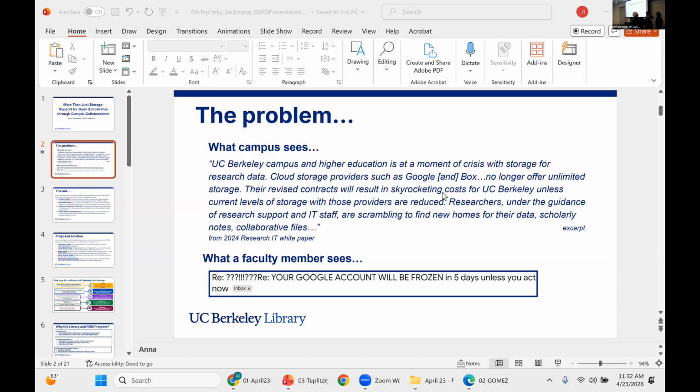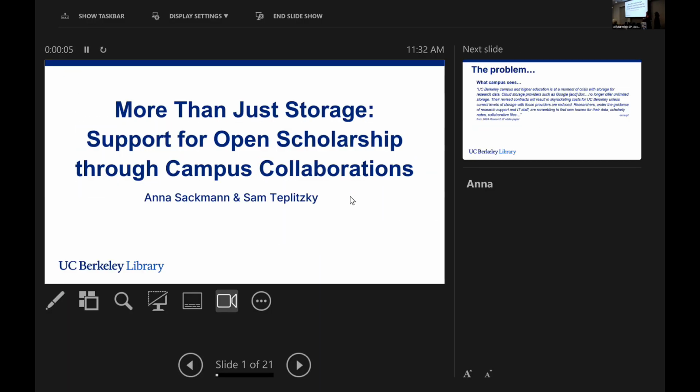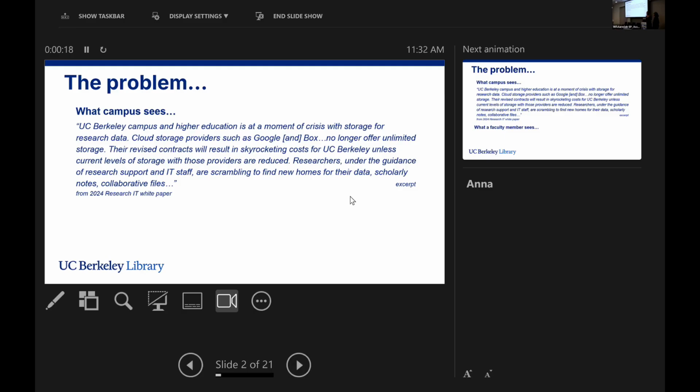We can dive in. I'm Anna. Okay, I'm going to back up just a little bit. So this is an overview of a big storage pilot that we're currently running at UC Berkeley and how we're weaving in open scholarship through campus collaborations.